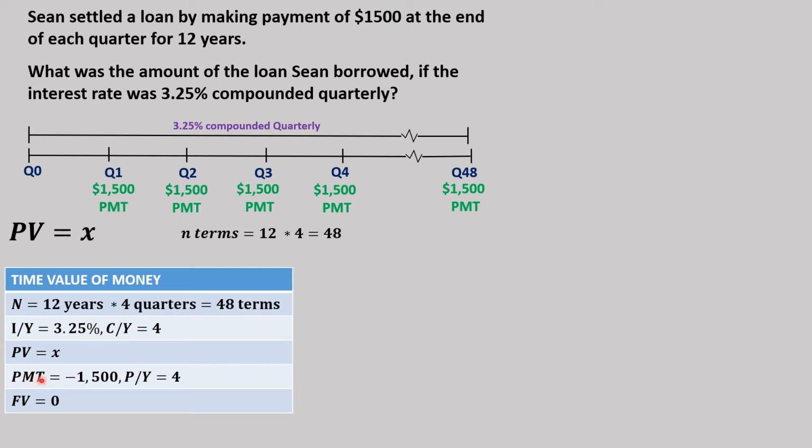Now, the payment, again, we're going to enter the payment in as 1,500. Actually, this time the payments are going out of his pocket and he's losing that money. So it works out perfectly fine, but we're going to enter that in as a negative, and your future value is just going to be 0. So now let's quickly plug this into our calculator and see what we get.